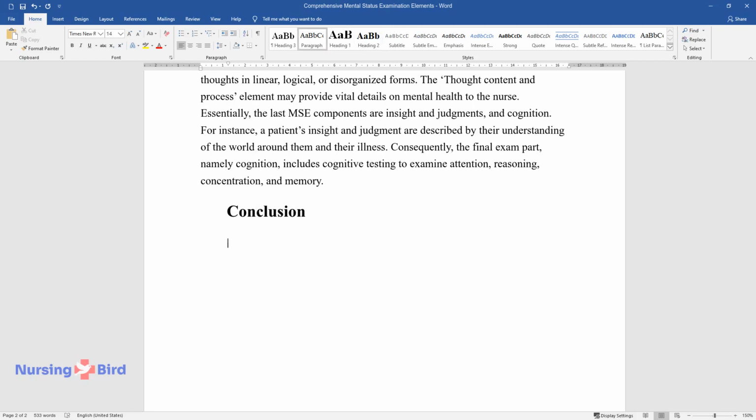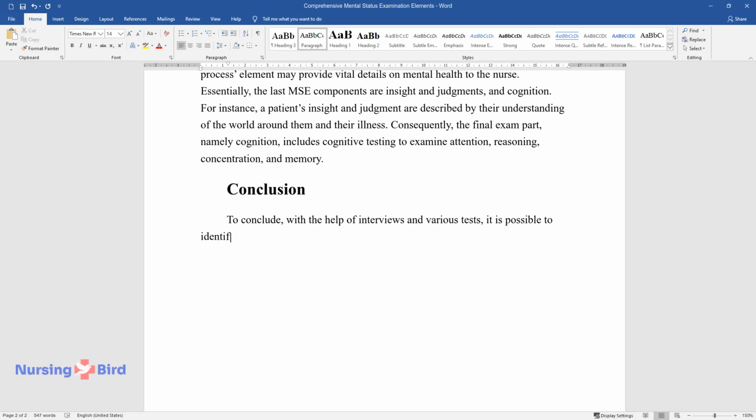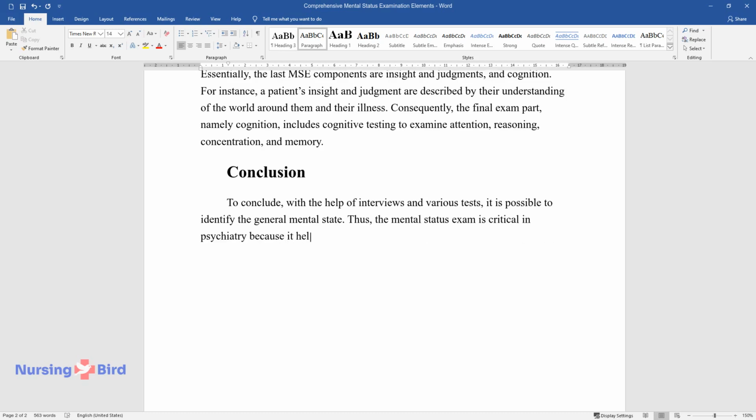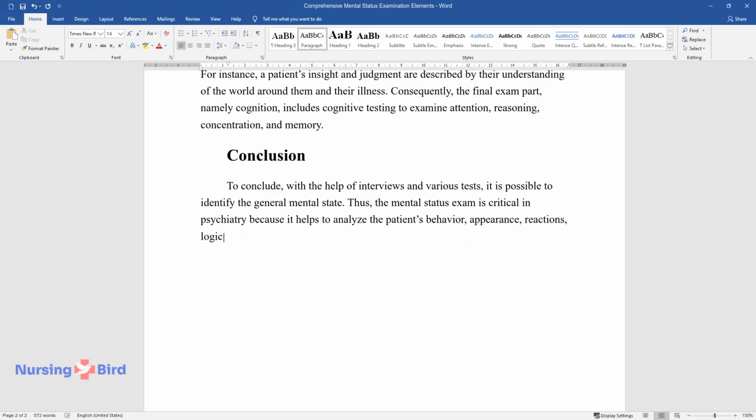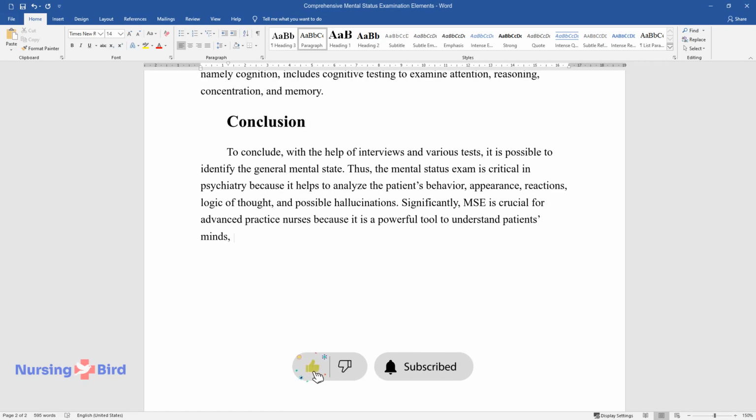Conclusion. To conclude, with the help of interviews and various tests, it is possible to identify the general mental state. Thus, the mental status exam is critical in psychiatry because it helps to analyze the patient's behavior, appearance, reactions, logic of thought, and possible hallucinations. Significantly, MSE is crucial for advanced practice nurses because it is a powerful tool to understand patients' minds, study their ideas, and evaluate their mental health.